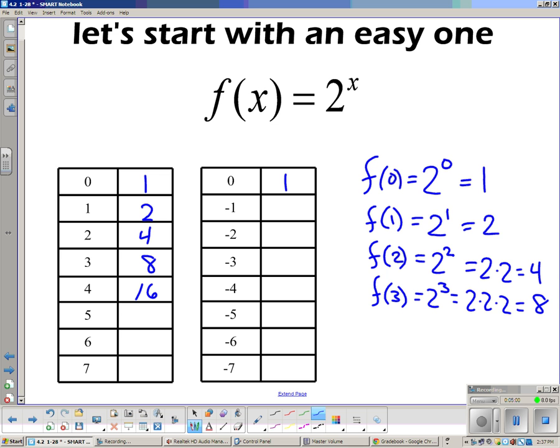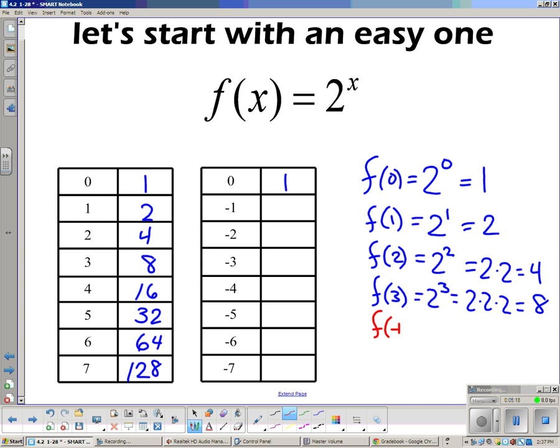2 to the 5th power is 32, 2 to the 6th power is 64, and finally 2 to the 7th power is 128. All right, so now we're going to take a look at the negative side. I'll do a couple of those out for you initially.